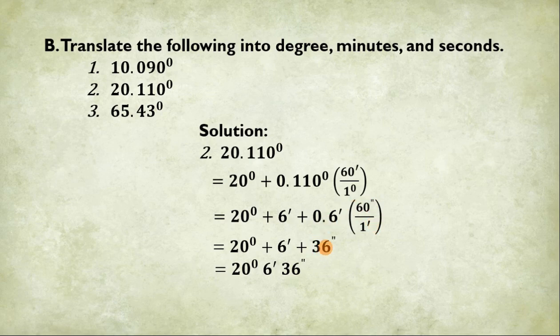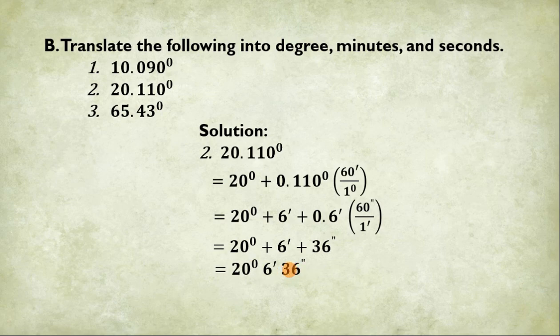How did we get 36 seconds? It's 0.6 times 60 and the second unit. So this is 20 degrees plus 6 minutes plus 36 seconds. And finally, we eliminate the plus sign. So 20.110 degrees is equal to 20 degrees, 6 minutes, and 36 seconds.